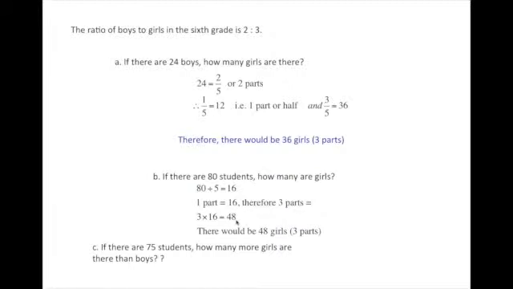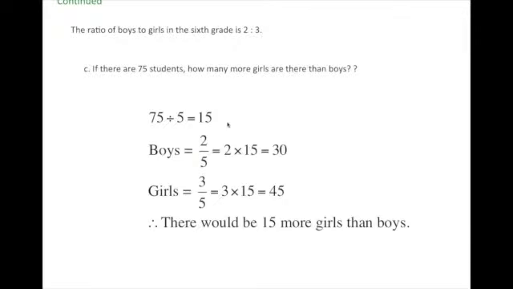The ratio of boys to girls in the 6th grade is 2:3. If there are 24 boys, how many girls are there? So this is just a practice question, going over what we just did in the previous slide. So we've got 24 boys will equal 2/5, or 2 equal parts or portions. Therefore, 1 portion is half of that, which is 12, and 3 portions is 3 times 12, which is 36.